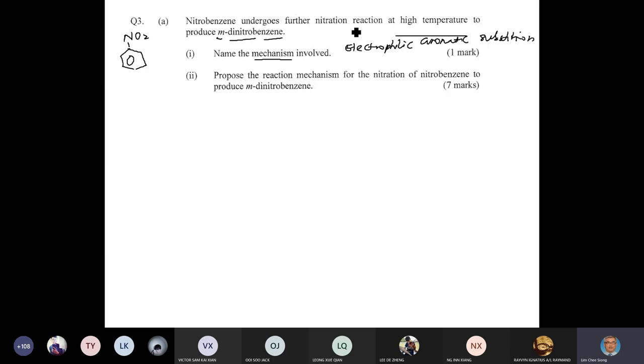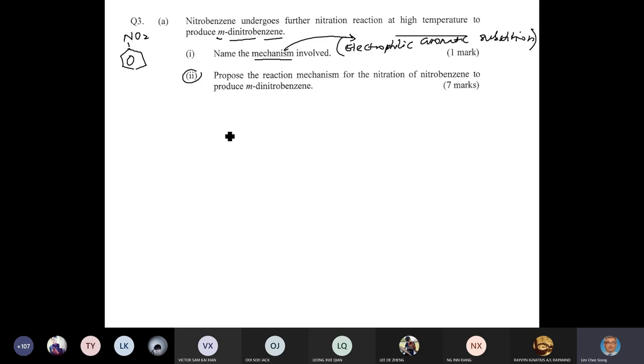Nitration refers to the chemical reaction name, but for the mechanism you must be careful. I can consider almost all the mechanisms in chapter 4 under the same name, electrophilic aromatic substitution. They only differ in the chemical reaction name: nitration, halogenation, Friedel-Crafts alkylation, sulfonation. This one we call the reaction name. Number 2, propose a reaction mechanism for nitration of benzene to produce m-dinitrobenzene.